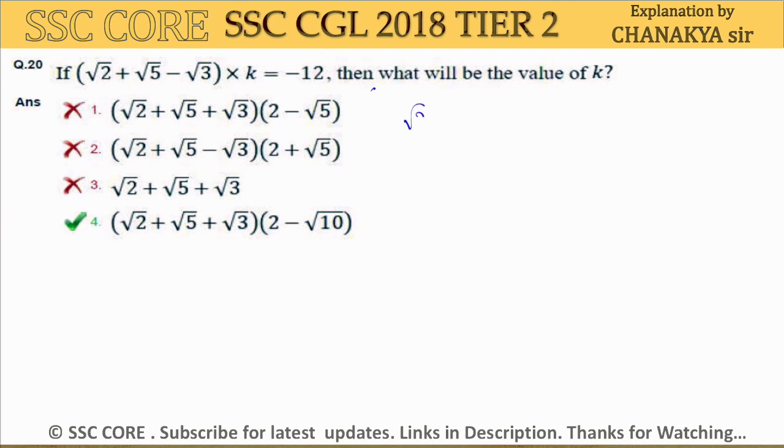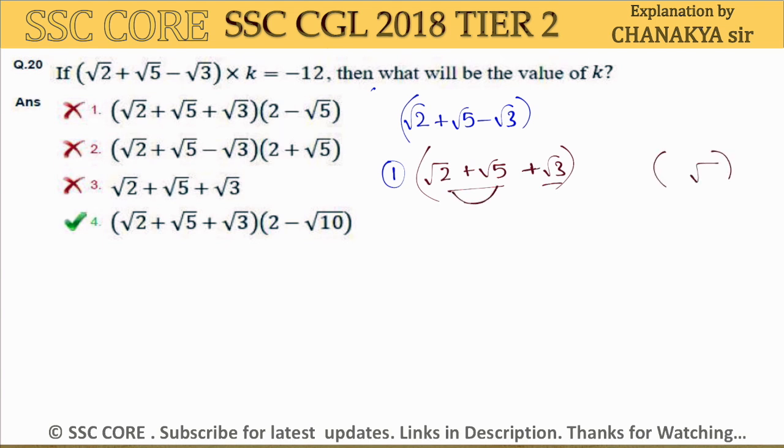Suppose root 2 plus root 5 minus root 3. If this should be rationalized, the first case is root 2 plus root 5 plus root 3. Here you are changing the sign of root 3. That's why another factor should contain 2 into 5, 10. And the second way, root 2 minus root 5 minus root 3. This time we are changing the sign of root 5. That's why another factor should contain 2 into 3. You are changing the sign of 5, that's why 2 into 3, root 6 should be present.